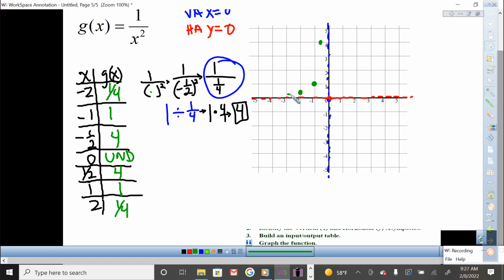All right, let's graph this side. All right, now let's do the other side. 1/2, 4. 1/2 of x, 4 of y. 1, 1. 2 and 1/4.